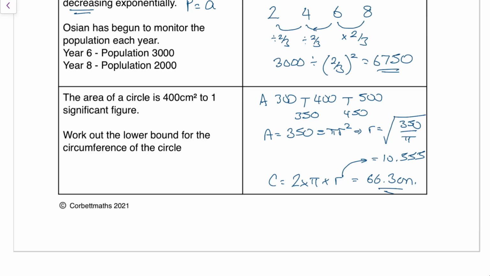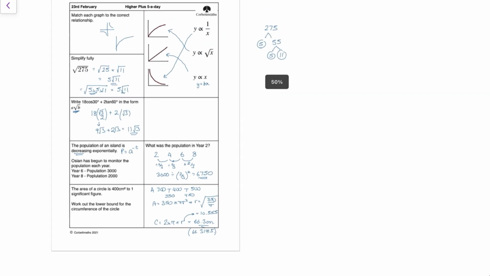And that is the final question done. Actually, you know what? I might leave a few more. I might do an in between. I might write down 66.3191 just as a sort of working step, just so it's clear that I've got more decimal places, because you're not sure what the answer is going to round to. Either way, question done. Good.